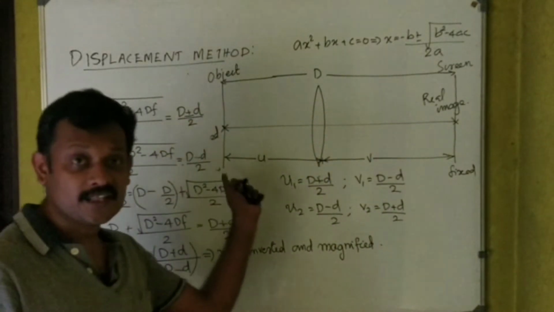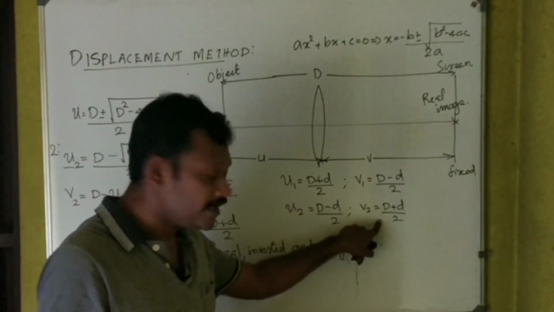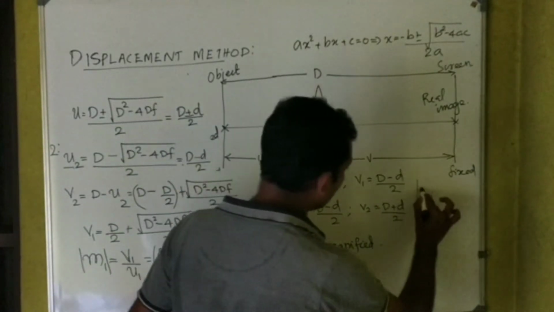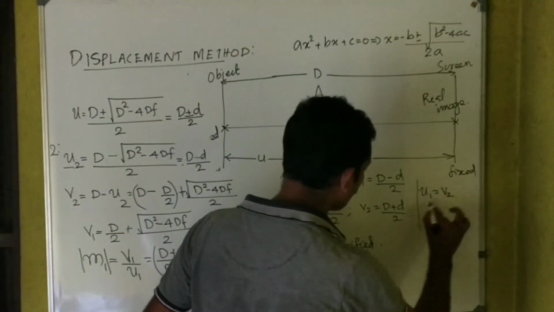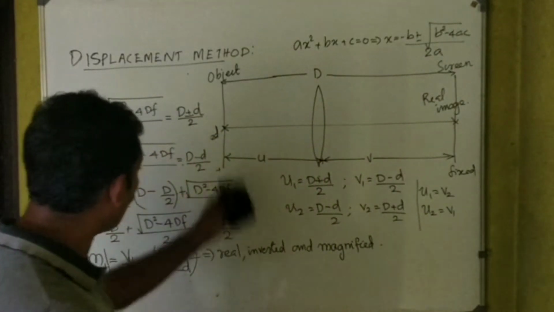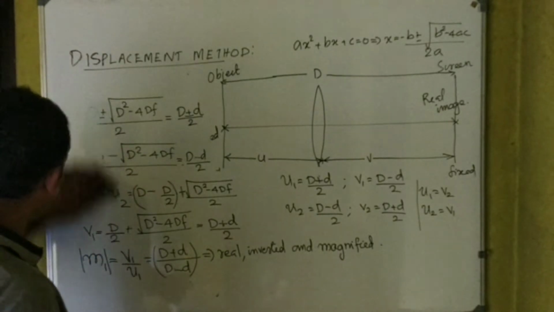So what do you see here? This again proves the principle of reversibility. First, u1 is equal to v2, right? What you see here is u1 is equal to v2 and u2 is equal to v1, right? Question. Now what is u1 plus u2? So all this we have on our board.